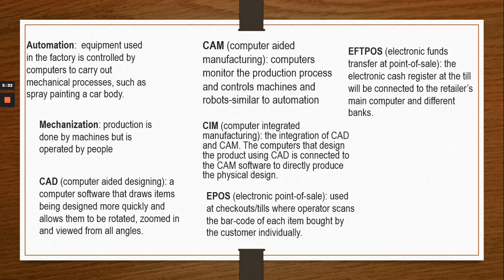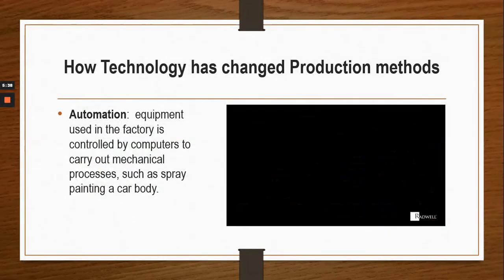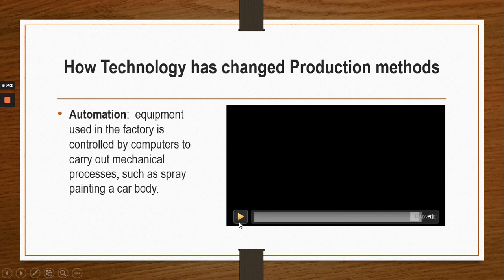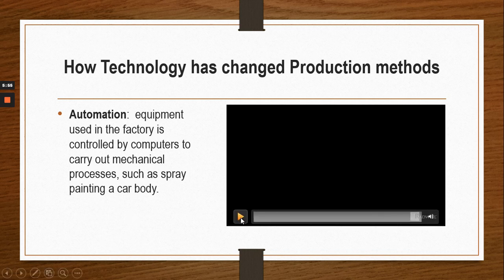Now let us go one by one and see whether our clips will play properly. So we're going to start with automation. I want you to watch as you listen carefully. We said automation is where equipment used in the factory is controlled by computers to carry out mechanical processes such as painting a car body. So let us try to listen as we watch.